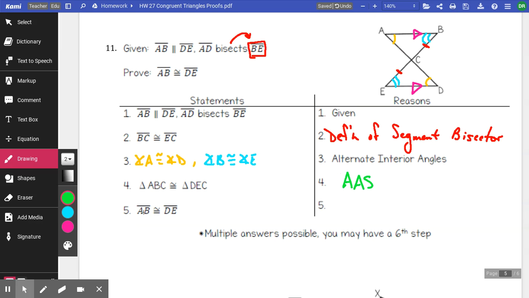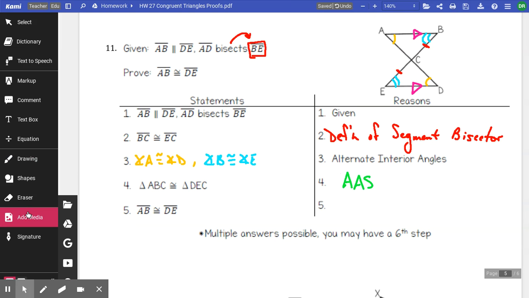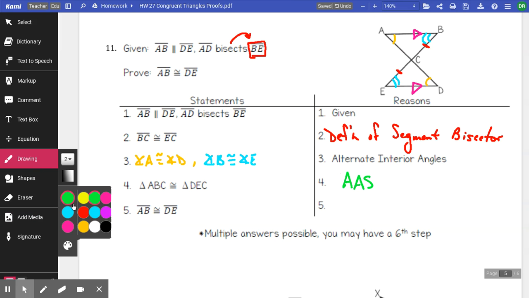And now that we've shown that, and we know that the two triangles are congruent to each other, that means all segments and all angles are congruent to each other, including AB, which is the first two letters listed, and DE, also the first two letters listed. And so we can say CPCTC, corresponding parts of congruent triangles are congruent.